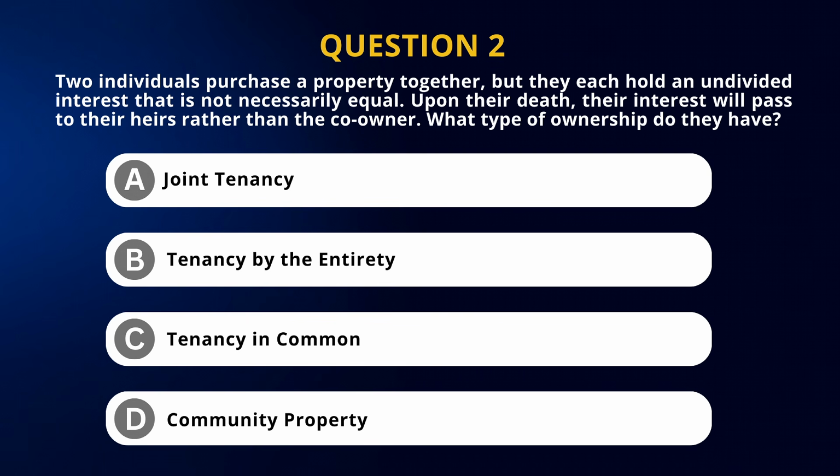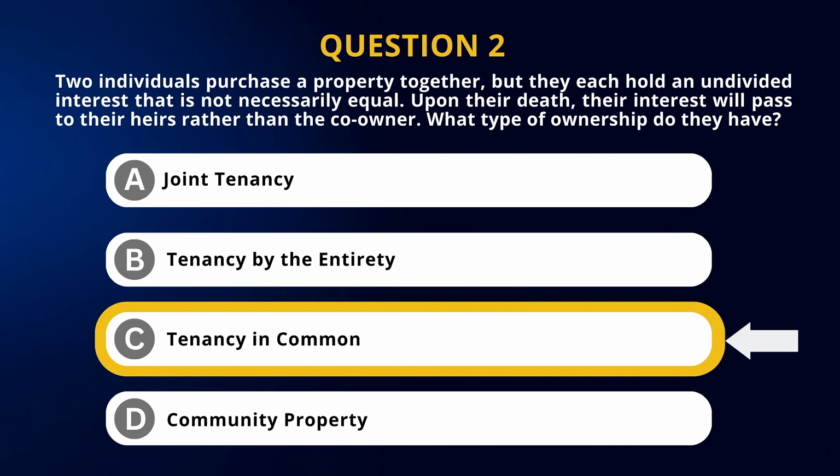Question number 2. Two individuals purchase a property together, but they each hold an undivided interest that is not necessarily equal. Upon their death, their interests will pass to their heirs rather than to the co-owner. What type of ownership do they have? Letter A, joint tenancy. Letter B, tenancy by the entirety. Letter C, tenancy in common. Letter D, community property. And the answer? Letter C, tenancy in common.